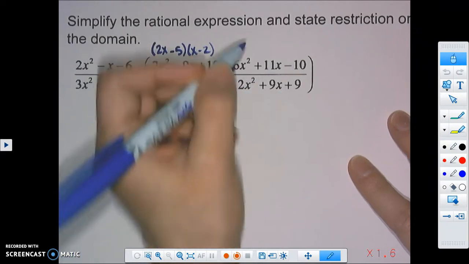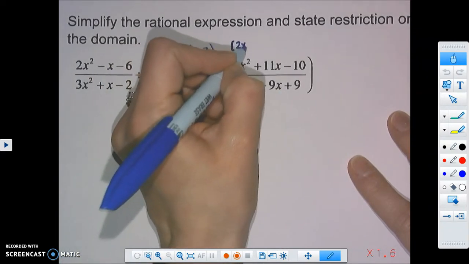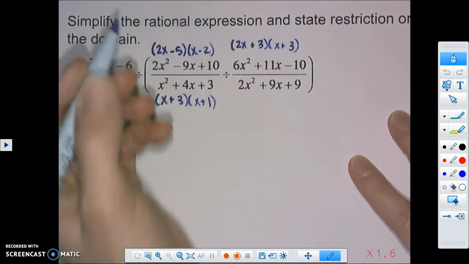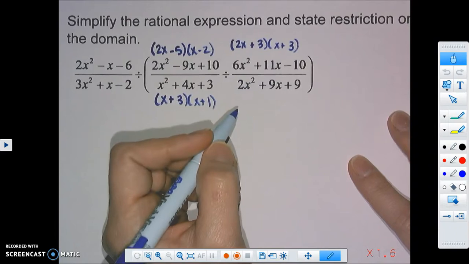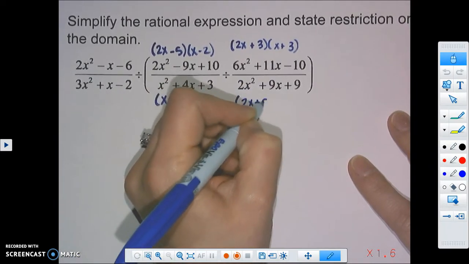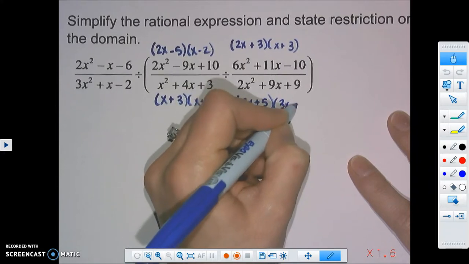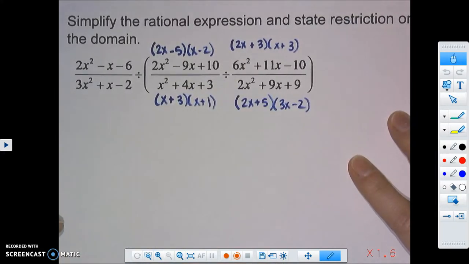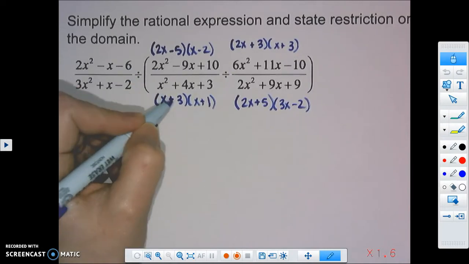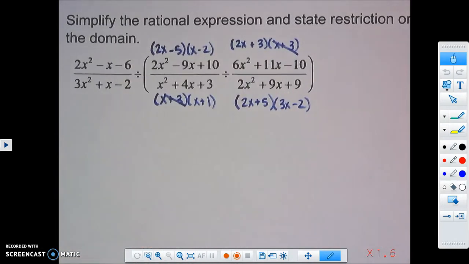So I'm going to flip this one up. That means that we're going to factor this into 2x plus 3 and x plus 3. And 6x squared plus 11x minus 10, I'm going to flip down here and factor into 2x plus 5 and 3x minus 2. Now you can choose to cross things off at this point if you would like. It's probably going to make things a little bit cleaner for us, but the only thing right now that crosses off is the x plus 3's.